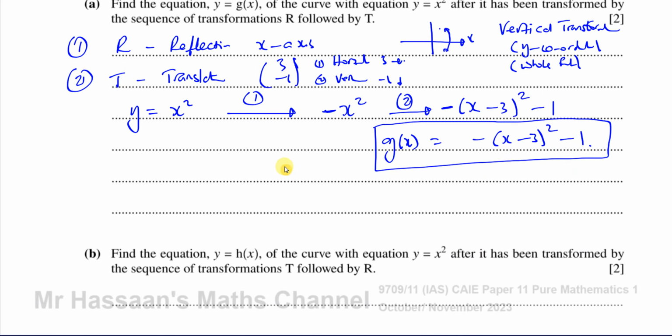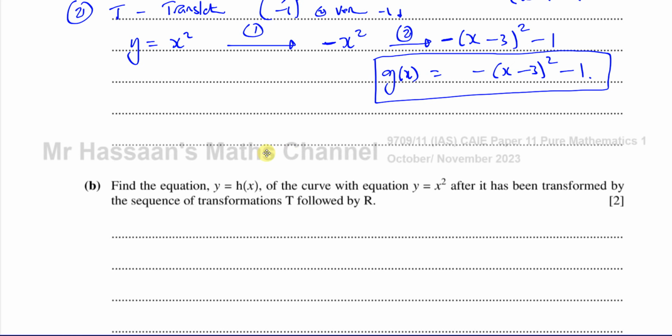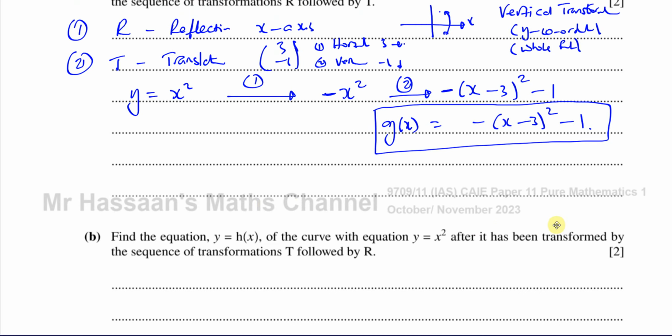4a done, sorry. Now for 4b, it says find the equation y equals h of x of the curve with the equation y equals x squared after it has been transformed by the sequence of transformations t followed by r. So this time we're going the other way around. This is going to be this way this time. This is for part B. This is this way for part A.